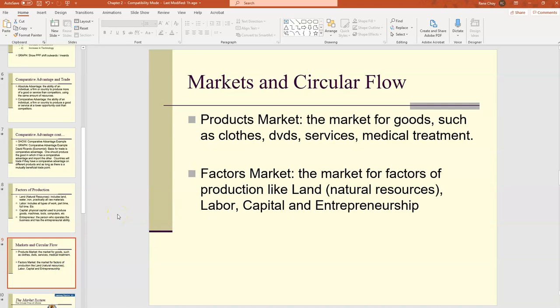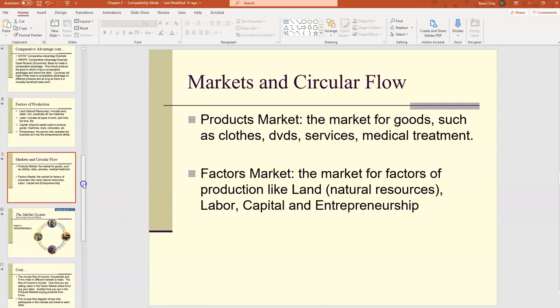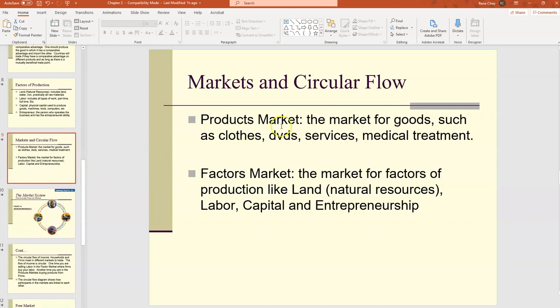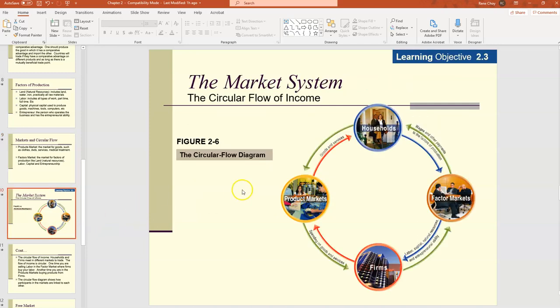There are two basic markets that you can have. One is what we call the products market, and the other one's the factors market. The products market is a market for goods where you buy stuff, and the factors market is a market where companies buy the factors of production, aka land, labor, capital, and entrepreneurship. Now, both markets are basically connected, and they're connected through money.